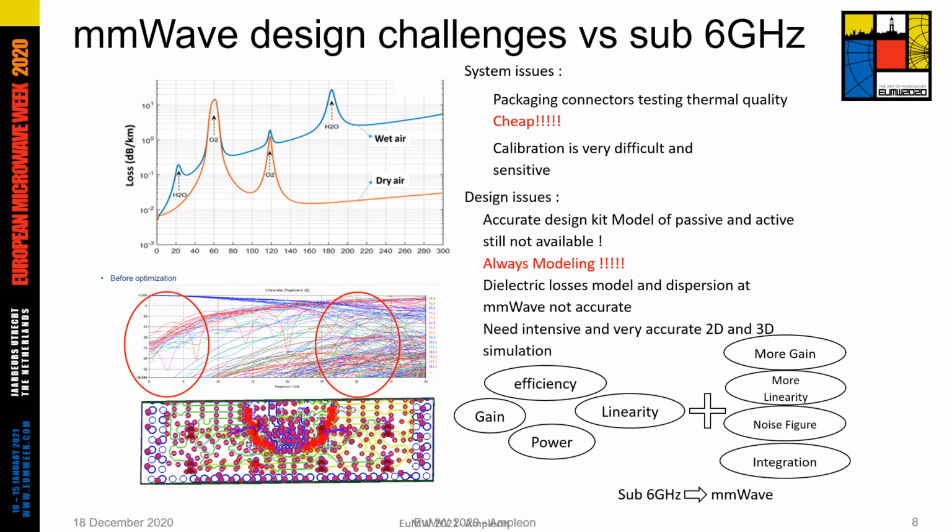And if we change it to the design issue, to see what the challenge there is, it is the modeling issue. Accurate design kit models for passive and active devices still are not available, especially for new technologies. This is always the modeling case. And even for the packaging or PCBs that we use, like LTCC and so on, dielectric loss and dispersion is not accurate at high frequency and needs intensive or very accurate 2D or even 3D simulation.